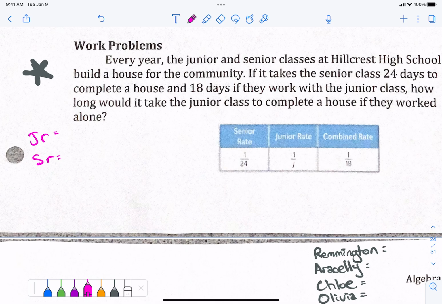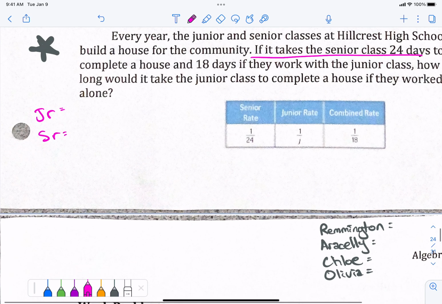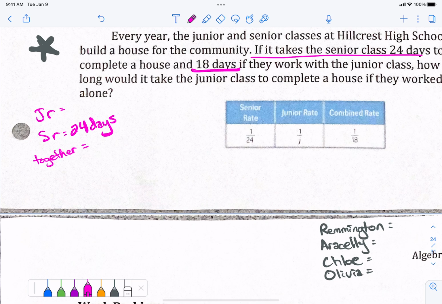If it takes the senior class 24 days to complete a house by themselves, and it takes 18 days if they work together, how fast would it take the juniors if they worked by themselves? 30? I don't know, I just said it. So 24 days for the senior class, 18 days if they work together. How many days will it take the junior class?